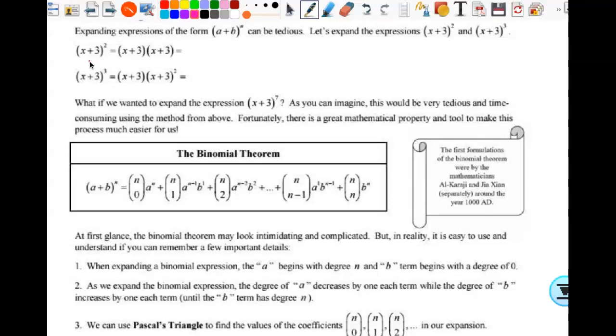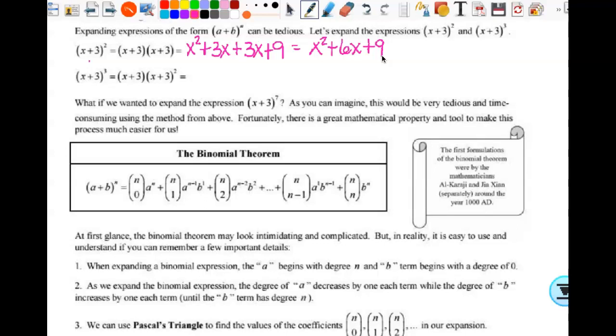If I do FOIL, the first two give me x squared. The outside two give me 3x. The inside two give me 3x. And the last two give me 9, right? Then I clean that up, and I get x squared plus 6x plus 9. Of course, it's totally fine just to go straight to that last step when it's simple like that. No big deal, okay?